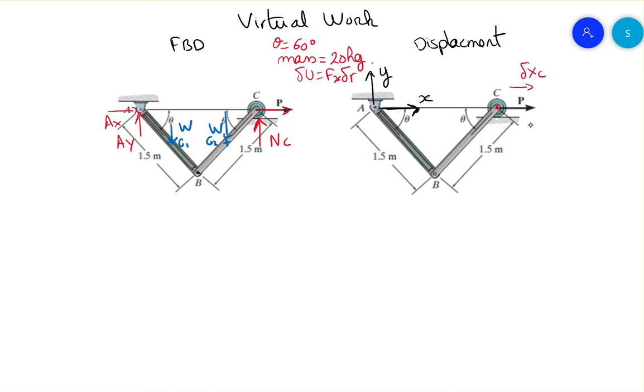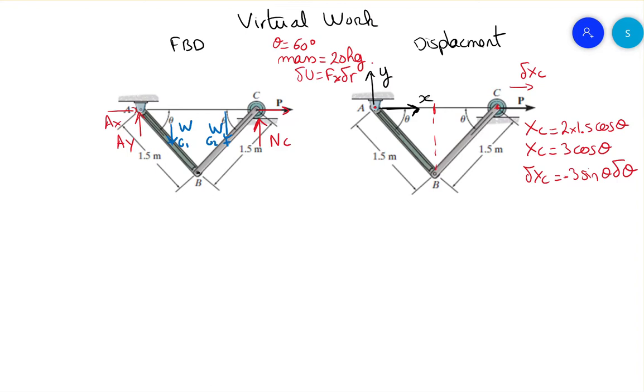So what we need is to write the coordinate of C, the x of C. For that, we have the angle theta and we have 1.5. So x_C is equal to 2 times 1.5, and this is the projection, cosine theta. So x_C is equal to 3 cosine theta. And let's find right away delta x_C. It's equal to the derivative of cosine theta, which is minus sine theta, so minus 3 sine theta delta theta.